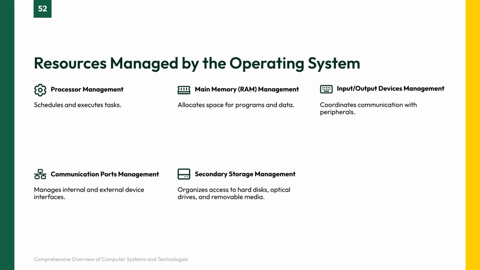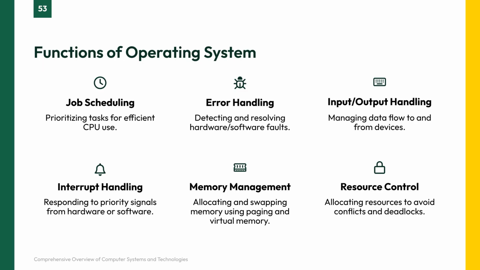The OS manages critical resources such as the processor, main memory, RAM, input/output devices, communication ports, and secondary storage, organizing access and execution. Functions of the operating system include job scheduling, error handling, input/output handling, interrupt handling, memory management, and resource control to prevent conflicts.